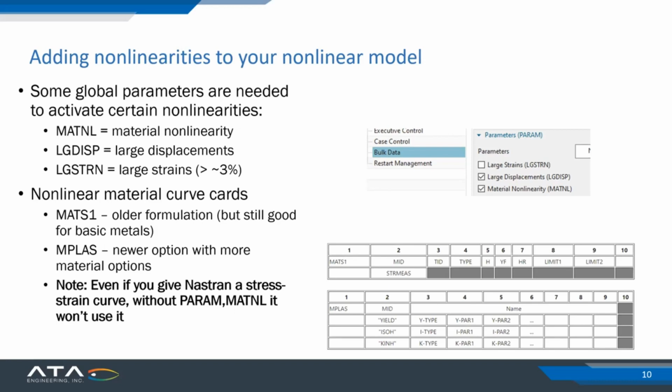Also note that if you are doing material nonlinear analysis, even if you give it one of these MATS1 or MPLAS cards, it will not use the data that you gave it. It won't use your stress strain table unless you turn on that PARAM MATNL. So I've definitely made that mistake myself in the past. So just be careful that just because you give it a stress strain curve doesn't mean it's going to use it, unlike some other solvers that do just automatically use whatever you give it.